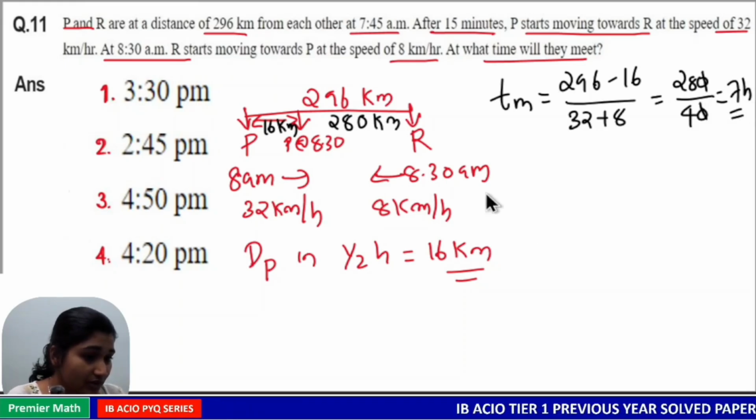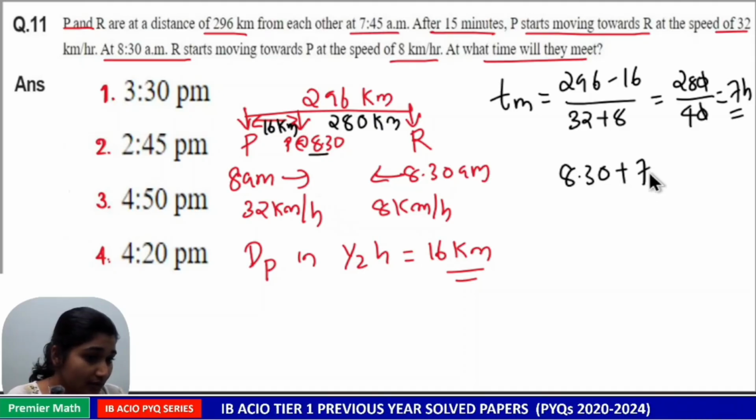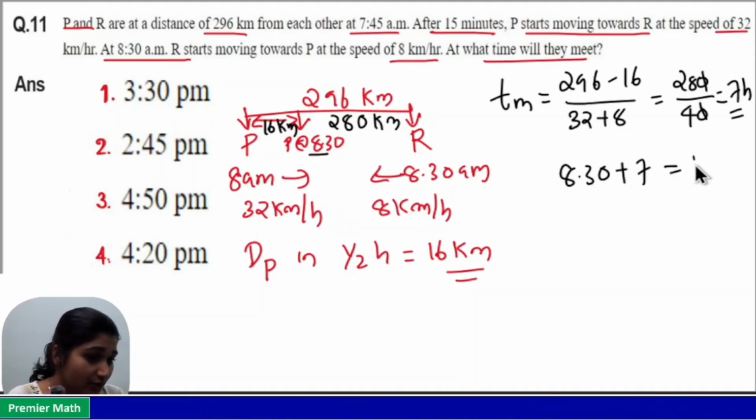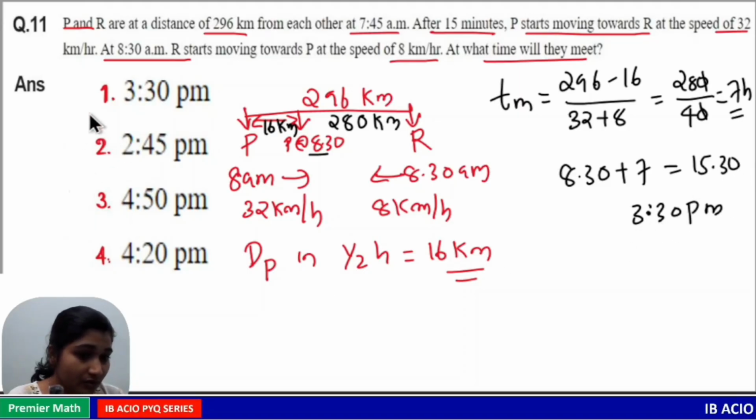So the time of meet is 8:30 am plus 7 hours, which is 15:30, which is equal to 3:30 pm. Option 1 is your answer.